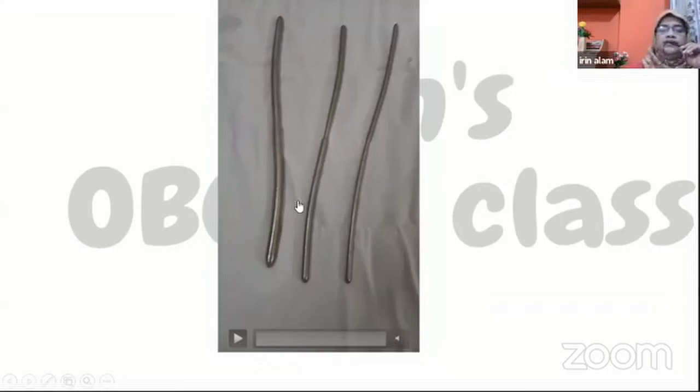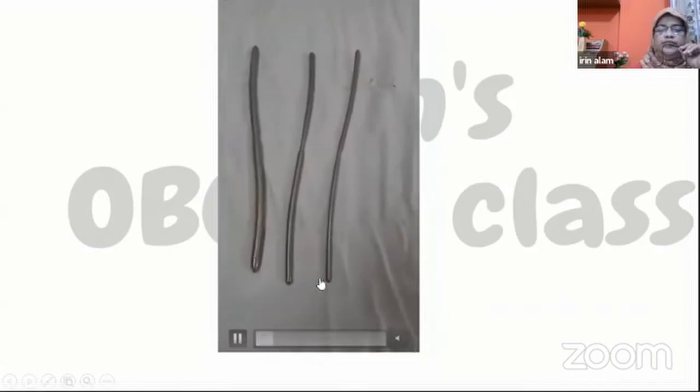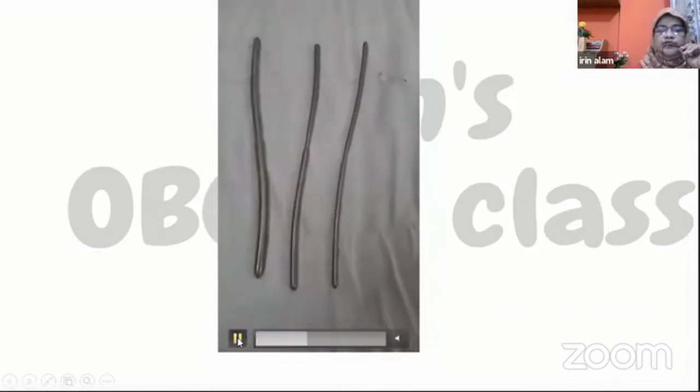And there are some hazards, such as if we use the sharp dilator, the uterus may be perforated. And if we use an overly dilated instrument, in case of diagnostic D&C or dilatation and curettage, then cervical incompetence can occur. And with this thin end, cervical laceration may also occur. So these are the different types of dilator.